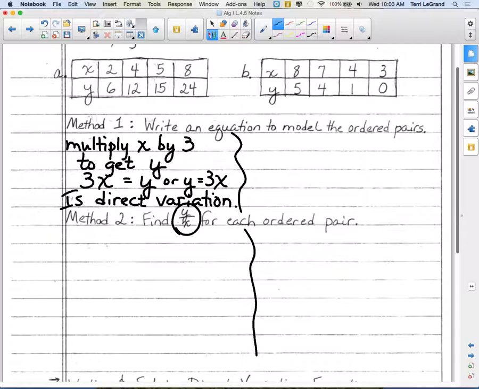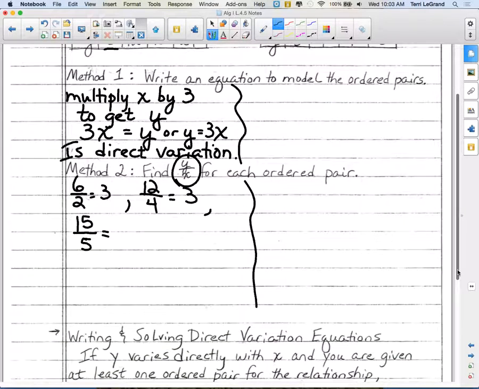So here's what we will do. We will put 6 over 2. 6 is our y value. 2 is our x value. 6 over 2, what does that equal? 3. Next one in the table, 12 over 4. What does 12 over 4 equal? 3. 15 is our next y value over the x value that goes with it, 5. 15 over 5, what does that equal? 3.